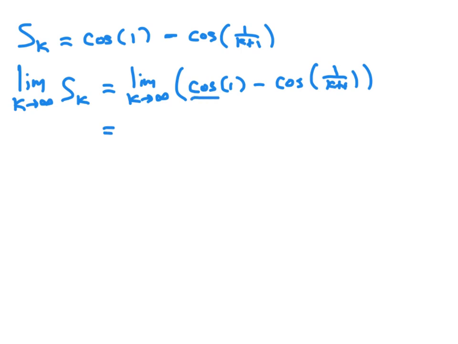Now notice that cosine of 1 is a constant. There's no k involved there. And so when we take the limit of a constant, we just get that constant back. So the limit of our first term is just going to be cosine of 1.